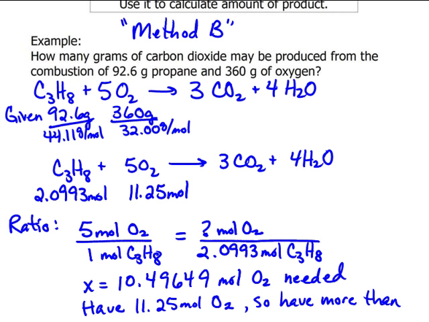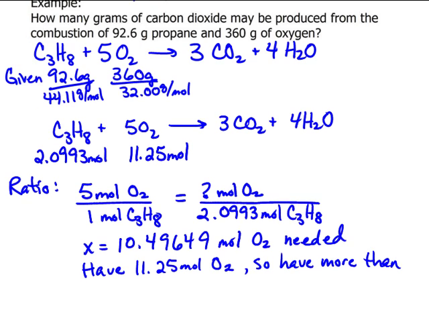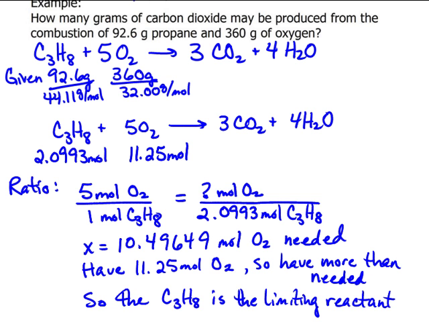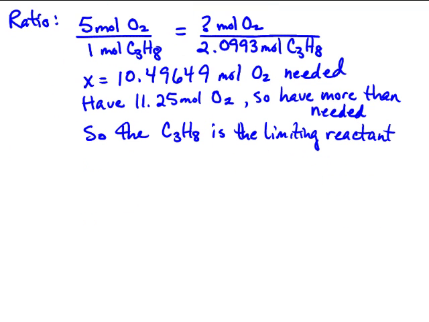Alright, well, I have 11.25 moles of O2, so I have more than is needed, which tells me that the O2 is not limiting. So, the propane limits. Now we use the limiting reactant to calculate the amount of product formed.